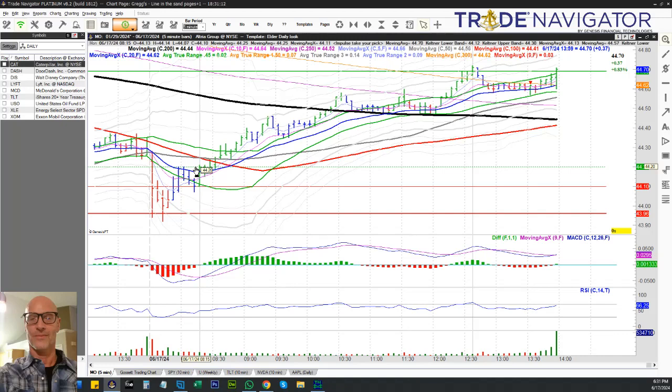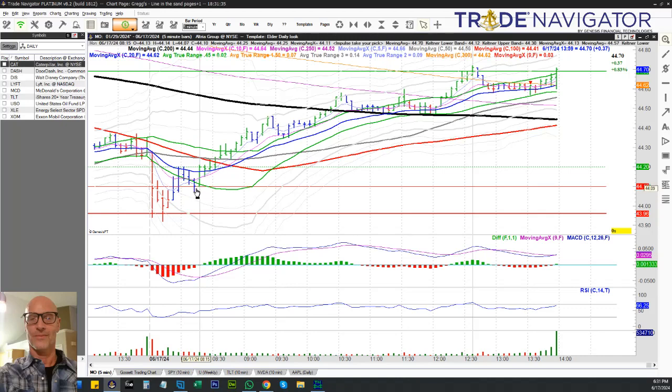Now, when I enter, I always place 2 stops. The first stop is what's called the emergency stop. I always place that exactly 2 ATRs below my entry. Okay, so 2 ATRs below my entry is where I place the emergency stop. The end of bar stop, I should say, is much, much closer.